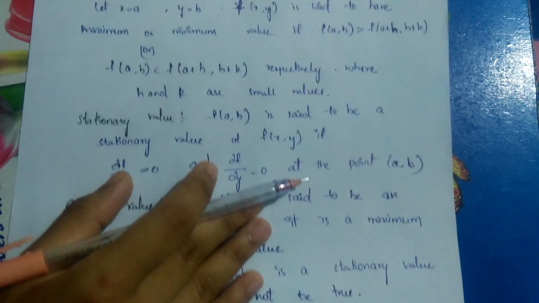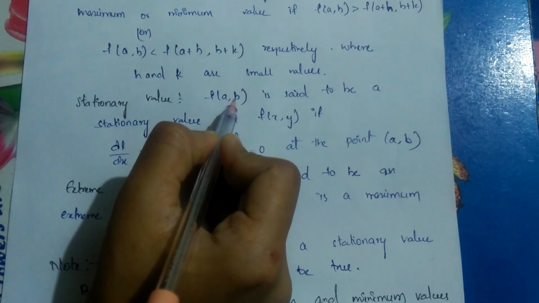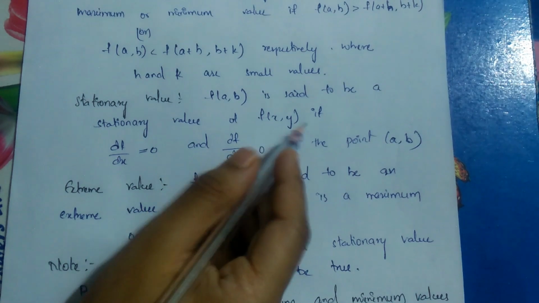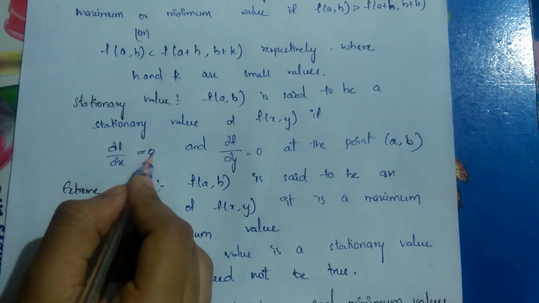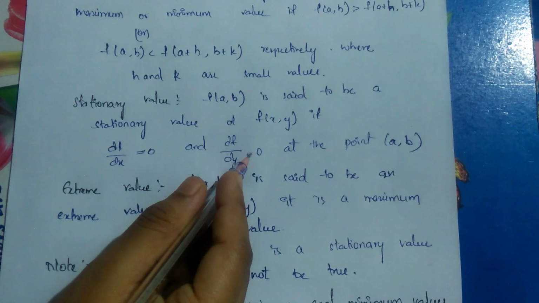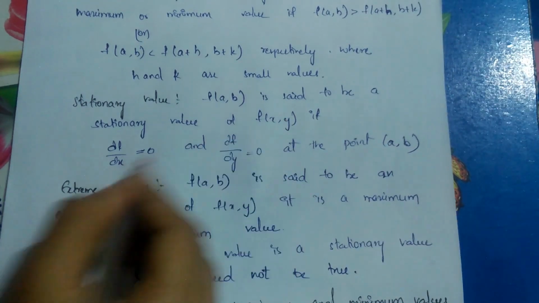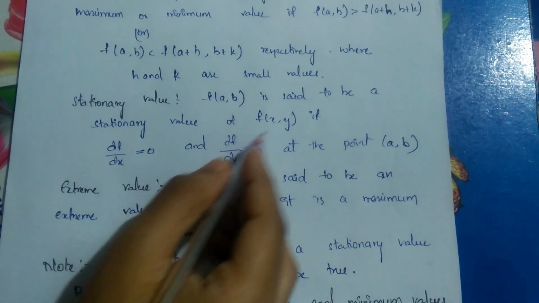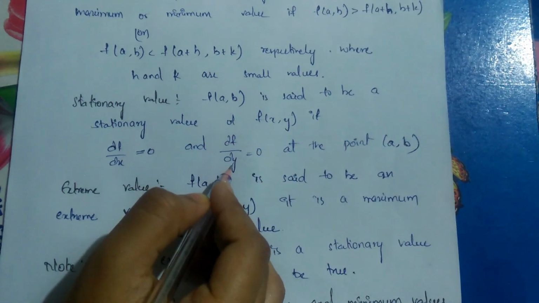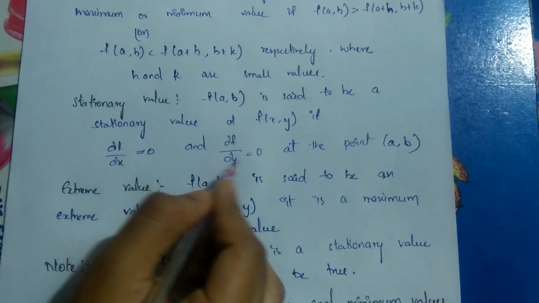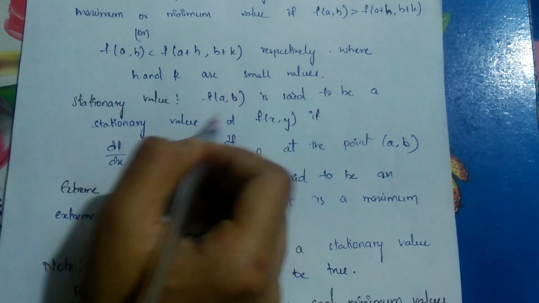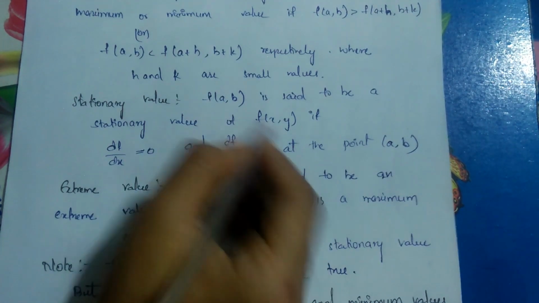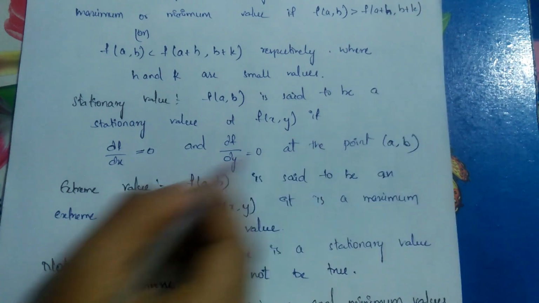Stationary value. F of a comma b is said to be a stationary value of the function f of x comma y if dou f by dou x is equal to 0 and dou f by dou y is equal to 0. It means we are differentiating the function with respect to x, and if the differentiation is equal to 0, and when we are differentiating the function with respect to y and its differentiation is also 0, then we can say that f of a comma b is a stationary value of the given function, and that point is a comma b.